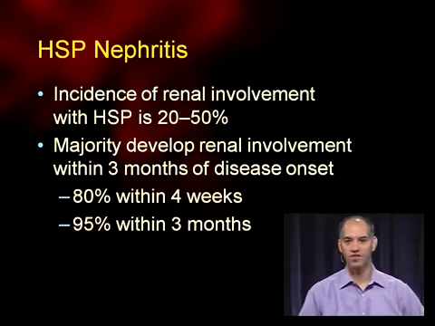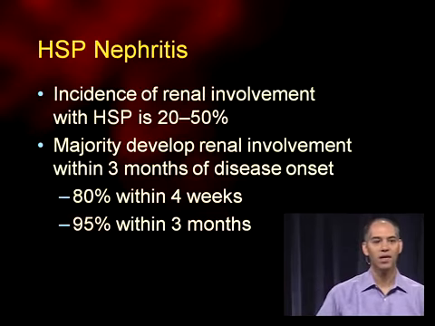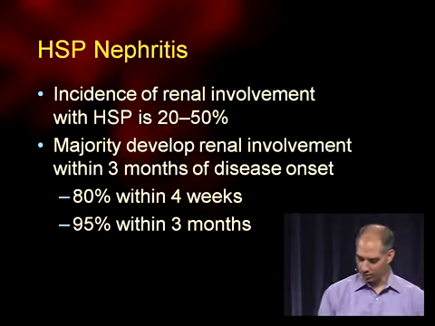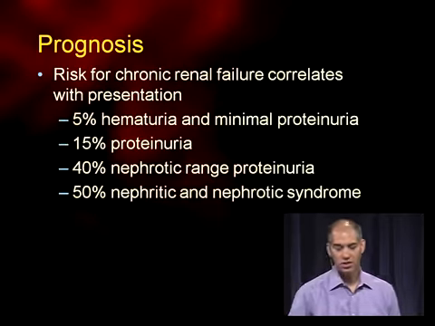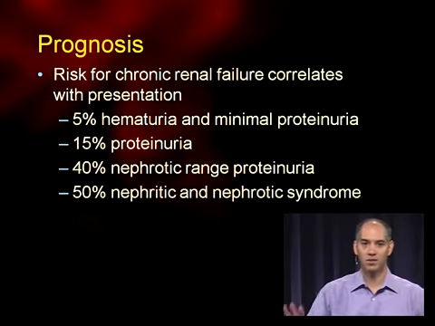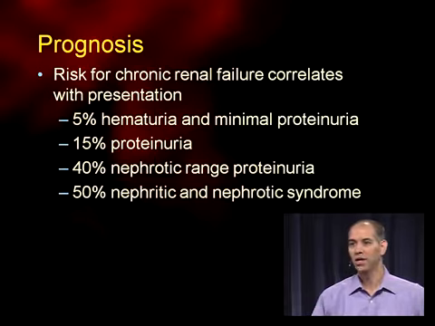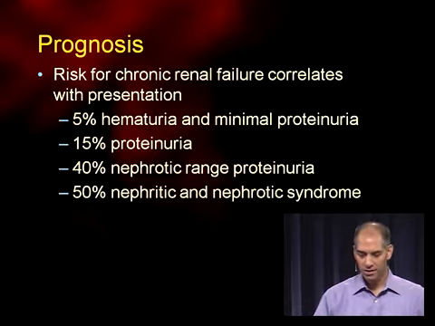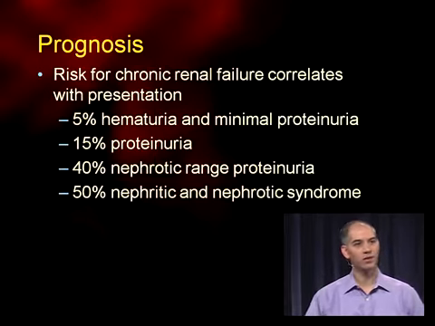If they've had the skin disease, if they've had the rash, and they've had it for months and months and months and don't have any renal problems, chances are they're probably not ever going to have any renal problems. Now, the prognosis of HSP, and specifically the nephritis in HSP, really depends on how they present, the risk for chronic renal disease.